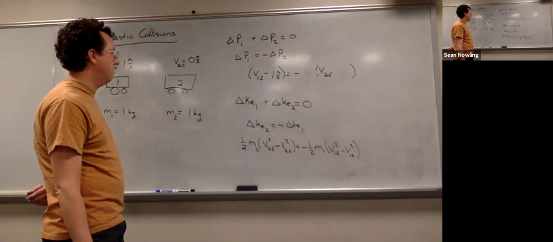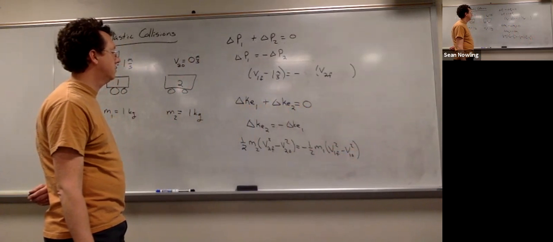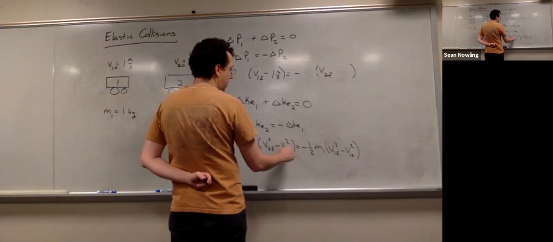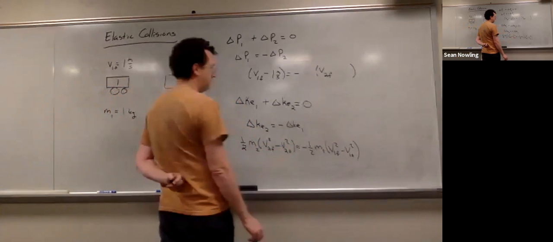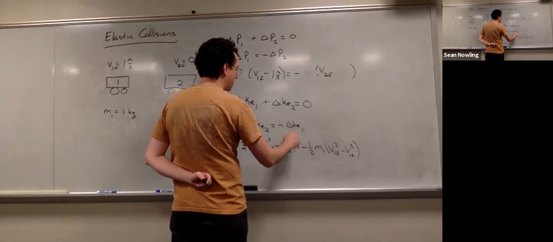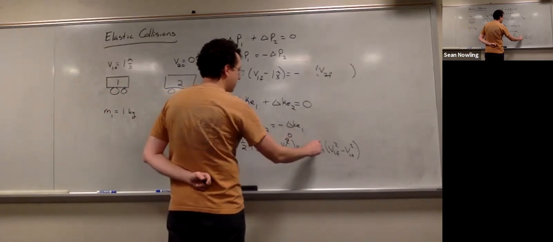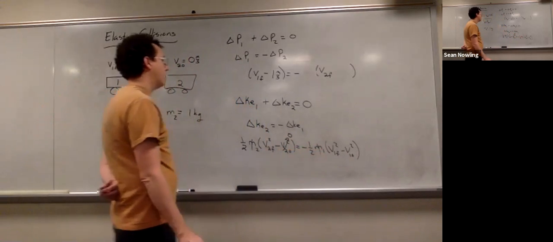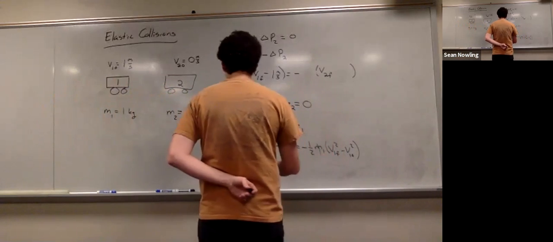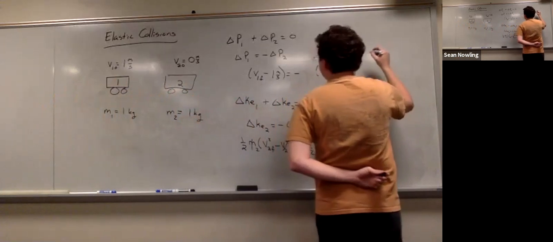Wow. I know that the initial velocity for cart 2 is 0. I know the masses are the same. And I can write down the equations that I have. So I have two equations here.